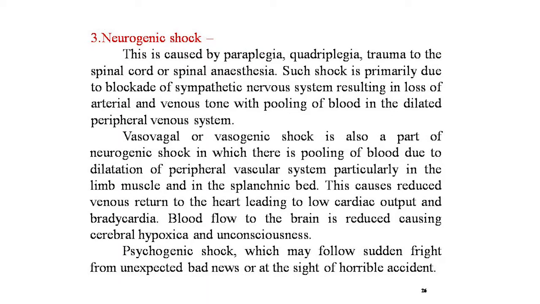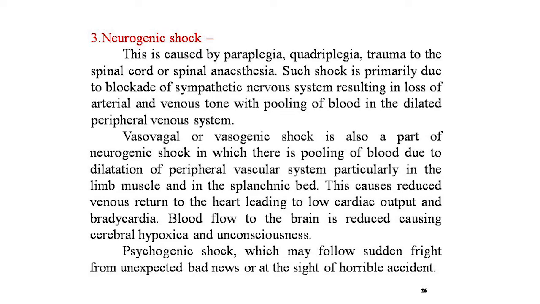This is caused by the paraplegia, quadriplegia, trauma to the spinal cord or spinal anesthesia. Such shock is primarily due to the blockage of the sympathetic nervous system, resulting in loss of the arterial or venous tone with pooling of blood in the dilated peripheral venous system. The heart does not fill normally, so that the cardiac output falls. So there is a low blood pressure with a normal cardiac output and normal pulse rate, a warm dry skin.